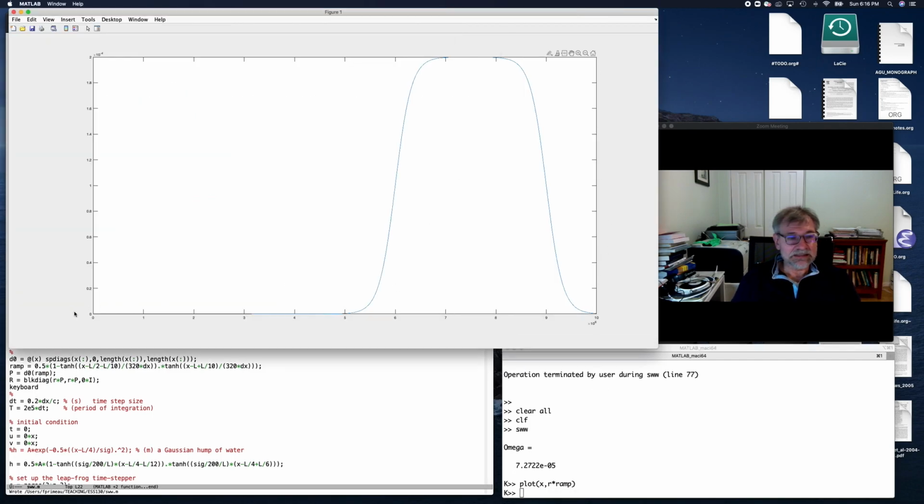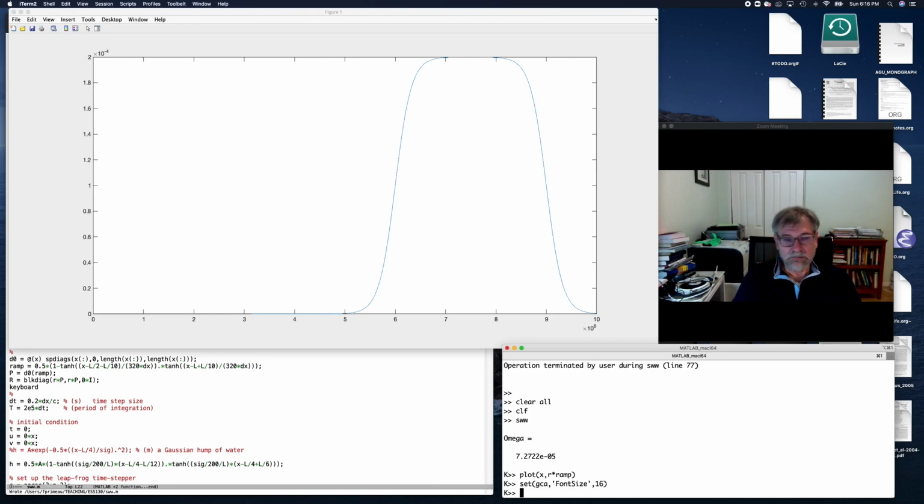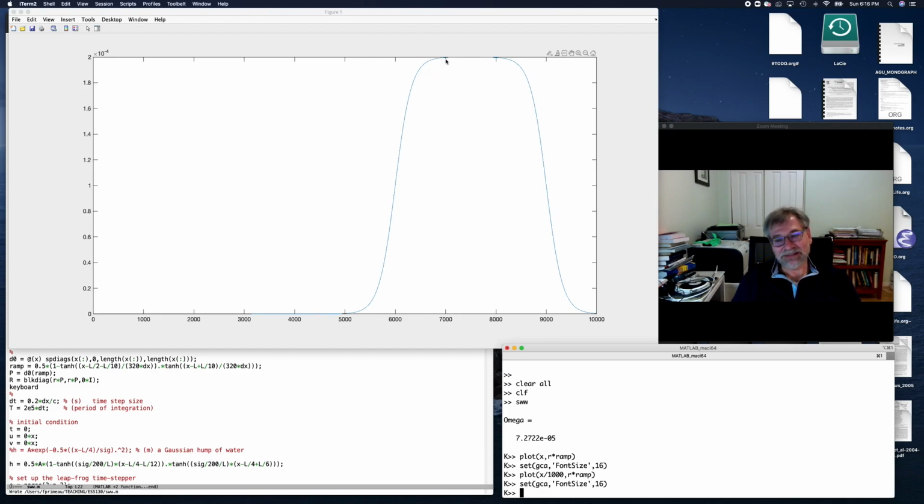So the friction is 0. Let me set the font size bigger. And then let me redo the plot in kilometers. Alright, so this is the x-axis in kilometers, up to 10,000 kilometers. The friction is 0 all along here, and then around 5,000 or so kilometers, it starts ramping up to a maximum by the time it reaches 7,000 kilometers, and then there's a strong friction in this region, and then it ramps slowly back down to 0, up to 10,000.